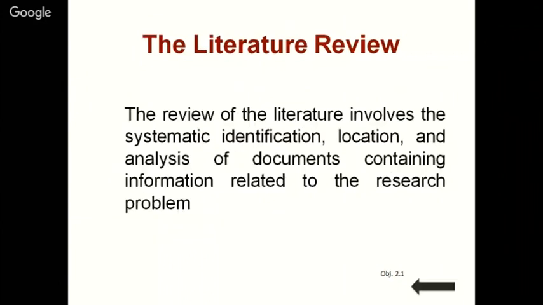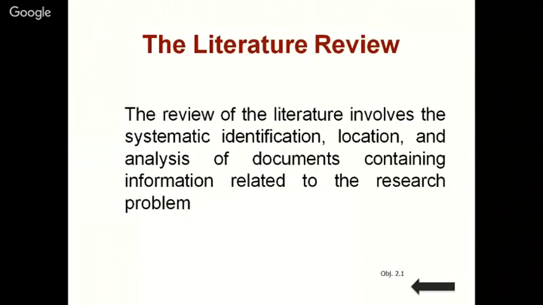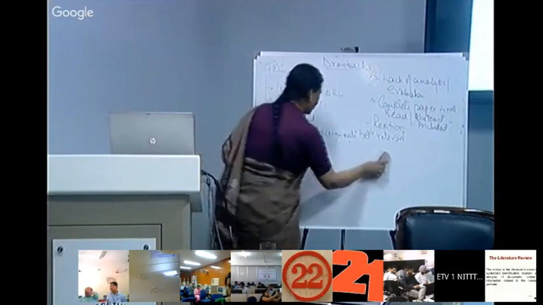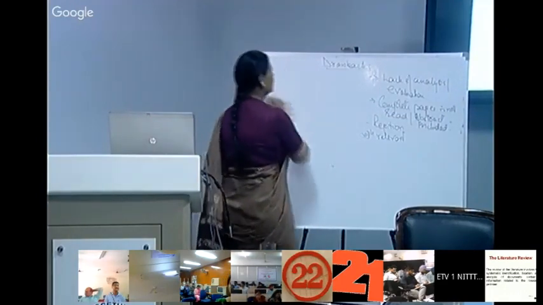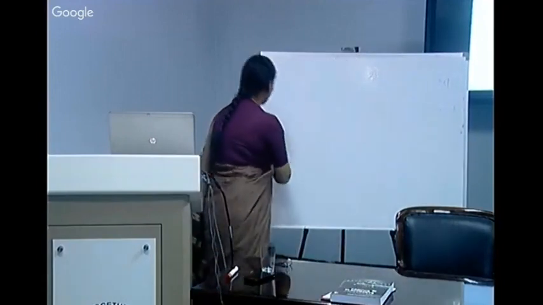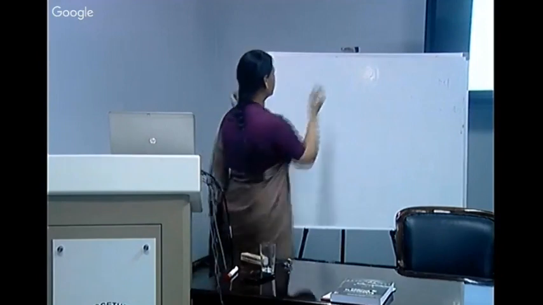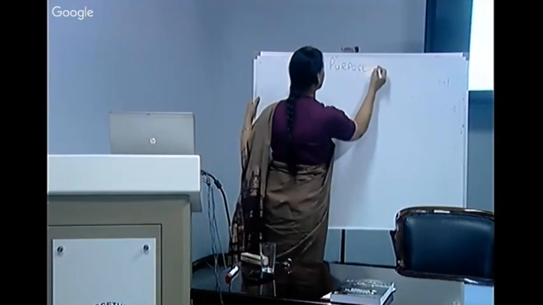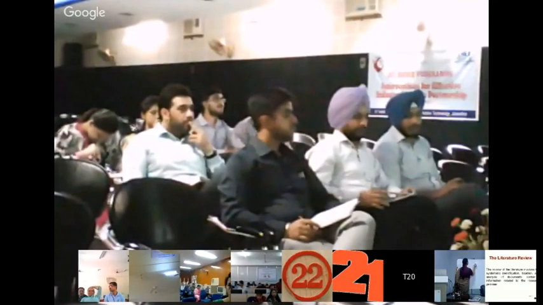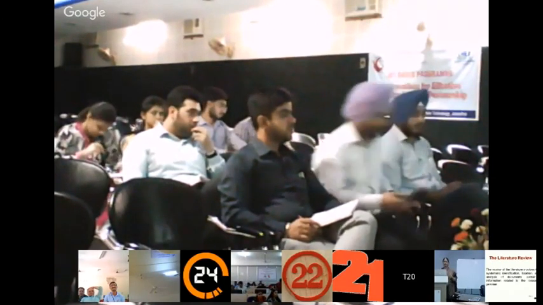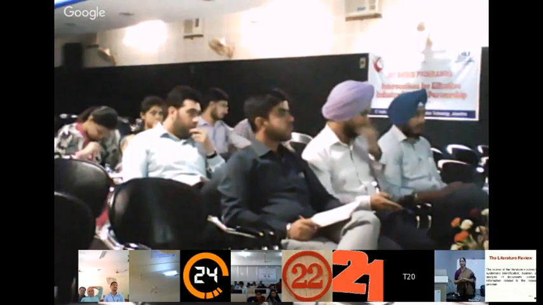Now we come on to what are some of the purposes served by review of related literature. Let's quickly go back to the institutions and try to come out with the purposes that are served by the review of related literature. So over to City Group of Institutions. Any two or three purposes served by review of related literature.